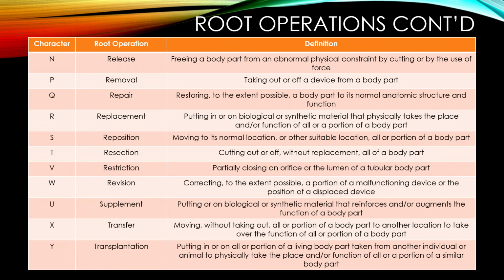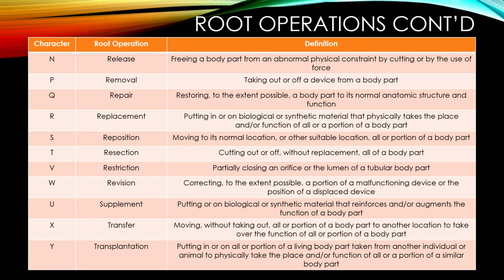The character N stands for release, freeing a body part from abnormal physical constraint by cutting or by the use of force. P stands for removal, taking out or off a device from a body part. Q stands for repair, restoring to the extent possible a body part to its normal anatomic structure and function. R stands for replacement, which is putting in or on biological or synthetic material that physically takes the place and or function of all or a portion of a body part.